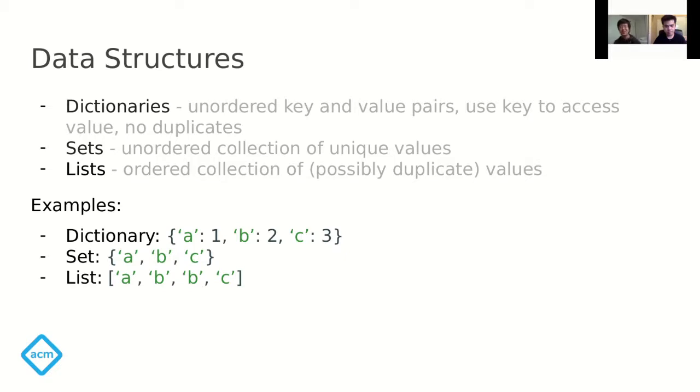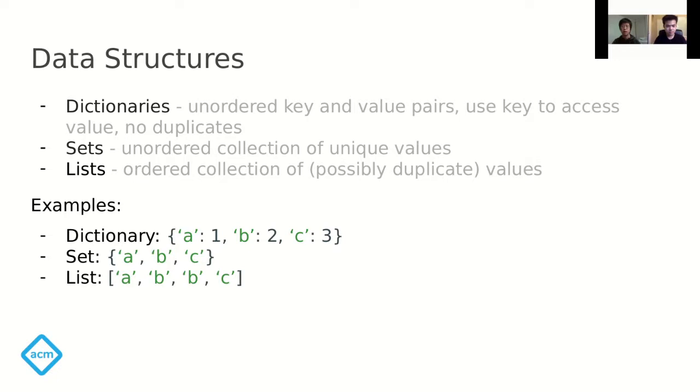And then, so we have data structures. Last workshop, we went over dictionaries, sets, and lists. Just as a refresher, dictionaries are unordered key and value pairs, which means that you can use the key to access whatever value you have at that key. And because of this, because you can access different values at a singular key, you can't have duplicate keys. Sets are unordered as well, and they're basically just a collection of unique values. So you can't have, say, A, B, B, C. You can only have A, B, and C.